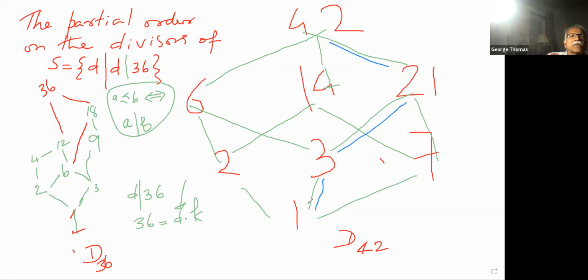You can also reach 42 through other paths. But let's look at this one. 1, 3, 21, 42. There's something interesting about this set of numbers. A less than or equal to B. Is this a partially ordered set? It turns out it is. 1 is less than or equal to 3.